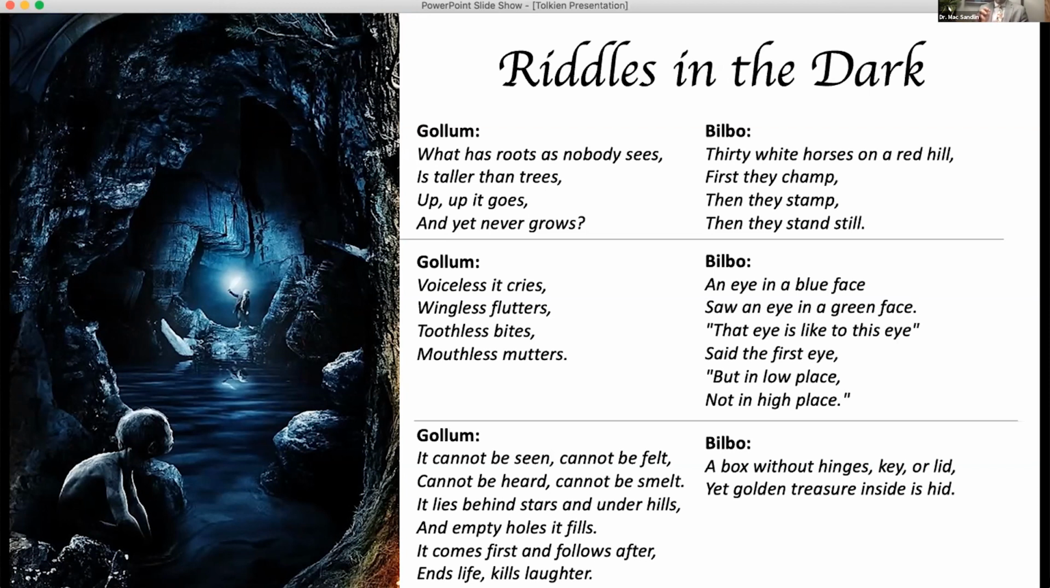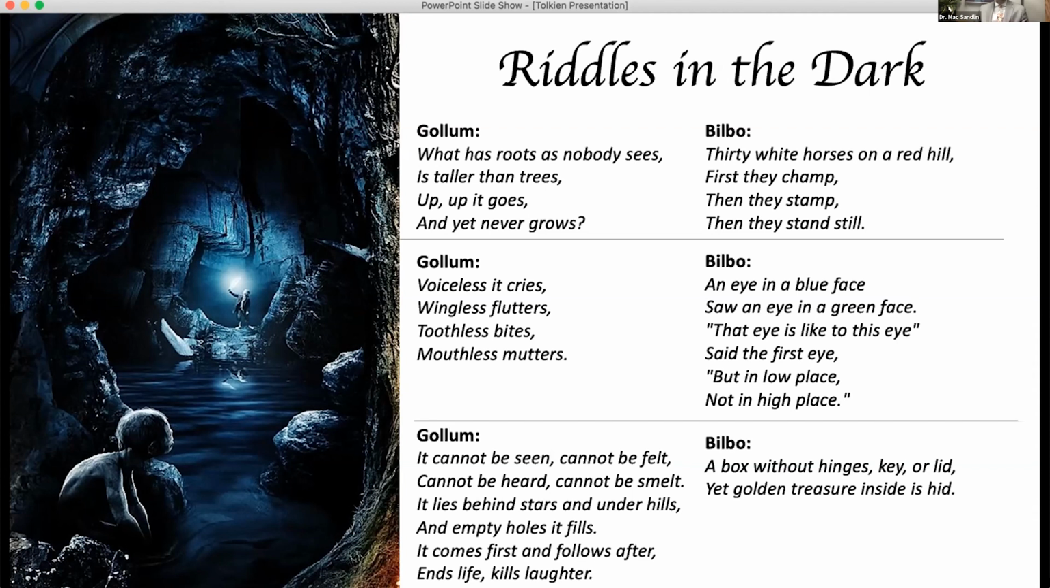Notice here, Gollum is asking about the mountain, the world in which he lives. The opening is, what has roots that nobody sees? He's down in the darkness and he's asking about the mountain. Bilbo, on the other hand, listen to the sound of his riddle. 30 white horses on a red hill. First they champ, then they stamp, then they stand still. Some have suspected that Tolkien may be playing upon the traditional heraldry of his own region there in England.